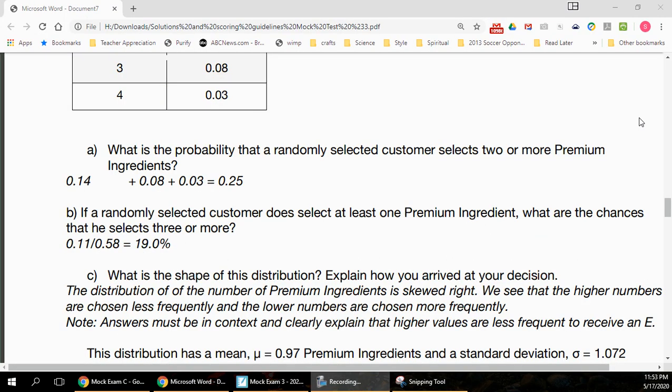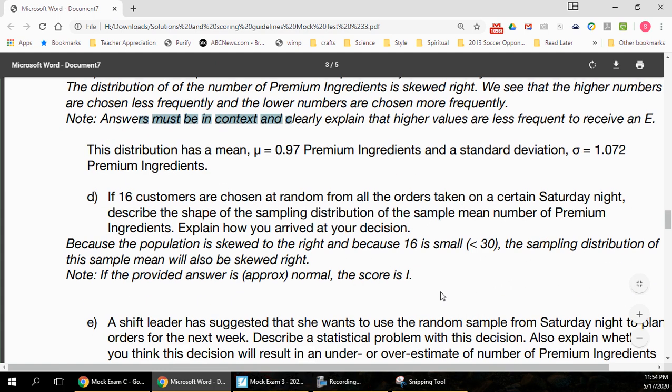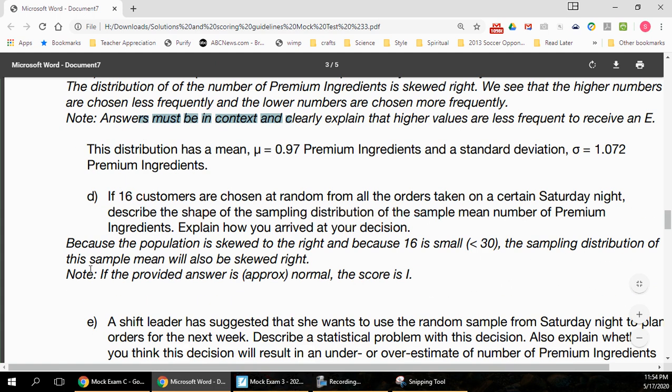So let's see what this looks like worked out. Again, there's part A where I added up those numbers. In part B here, I'd love to see this answer written in context. This one as well, I think a good quick sentence where you've put it in context is always a great idea. What's the shape of the distribution? Again, it's skewed right, and they said why here. It must be in context, and explain that higher values occur less frequently. For part D, if you said it was normal or approximately normal, you don't have it. It's not. It's still skewed right. It's just less skewed right than it was before.